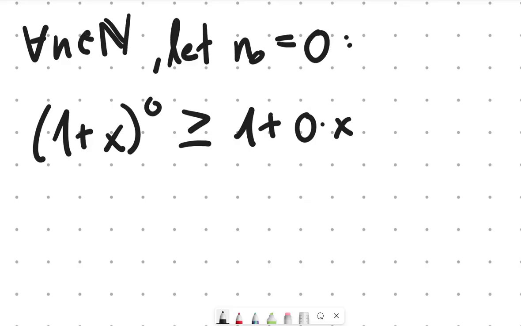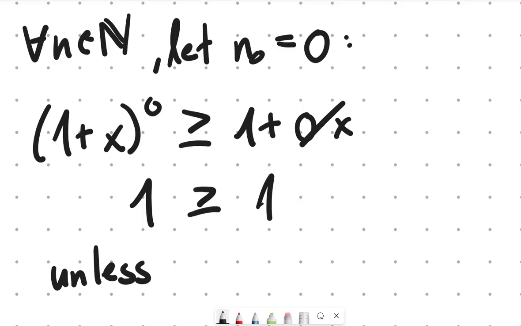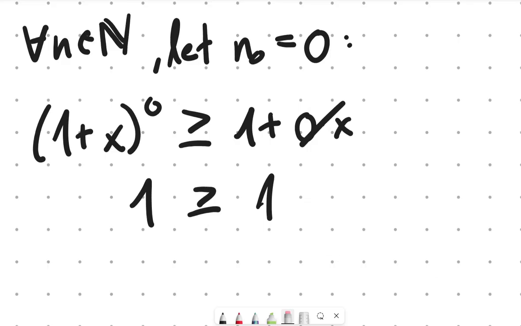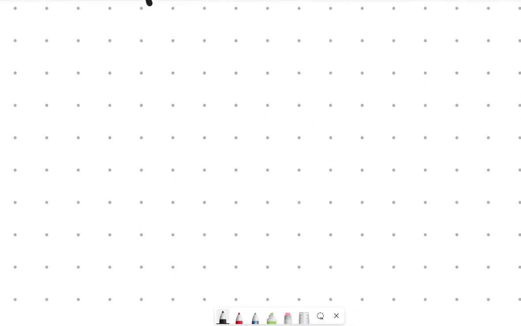Now 0 times any number is 0. So we have 1 on this side, and anything to the 0th power is equal to 1, unless x is -1. If x is -1, we have 0 to the 0, and 0 to the 0 approaches 1, so we have to approach 1 from the right side. That is the thing we have to actually be careful of. Okay. So 1 is equal to 1. Since 1 is equal to 1, 1 is also bigger or equal to 1. So it actually proves the first n₀.